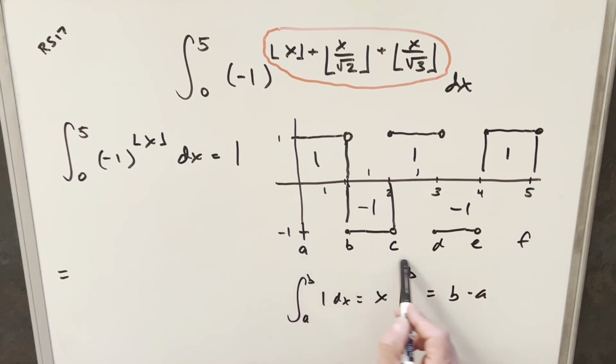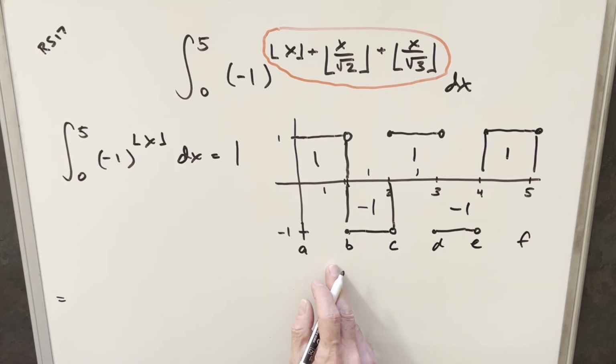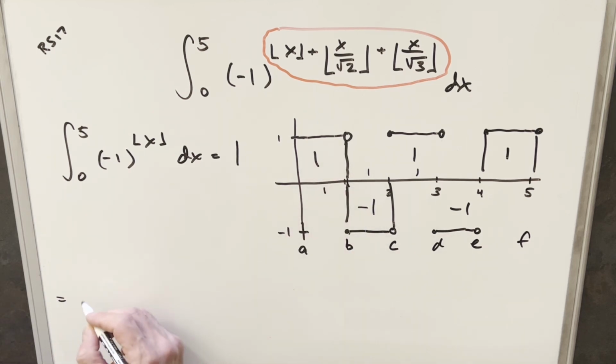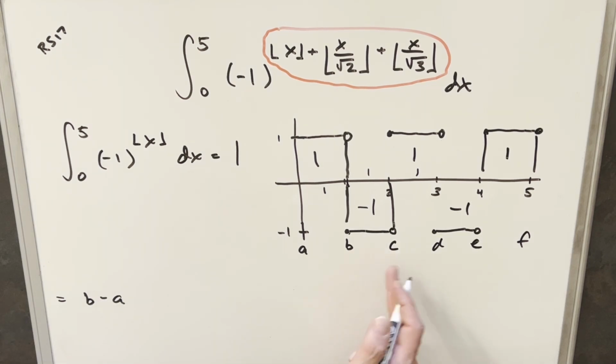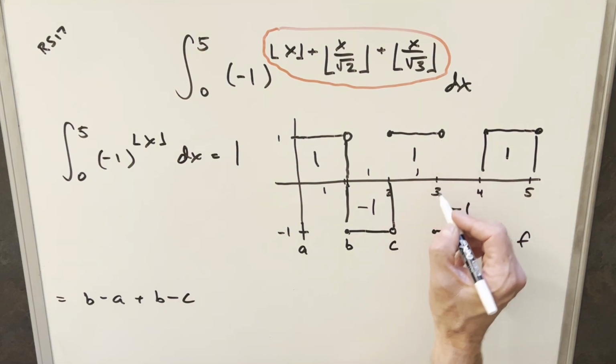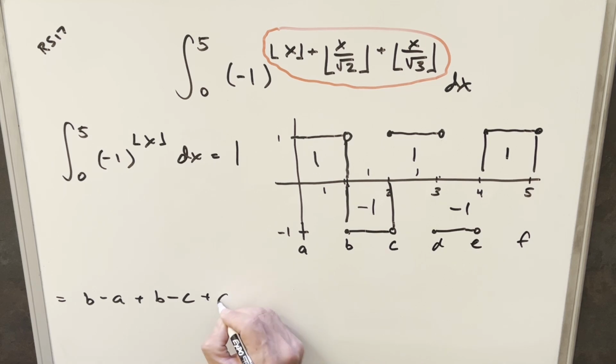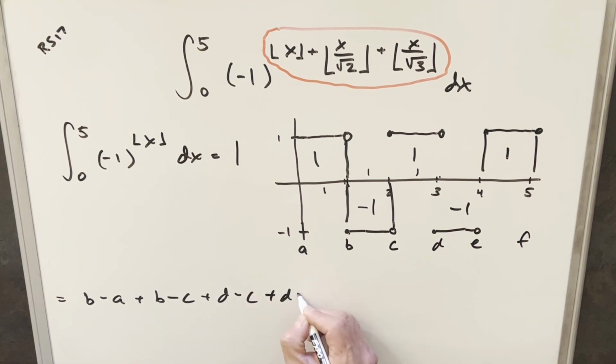Well, we can go through each of these and calculate the area just in terms of the endpoints. For example, as we just determined, our first one is going to be B minus A. And the second one is going to be, of course, C minus B, but we have a minus sign, so I'm going to reverse those and write it as B minus C. And then for this one, this point's D, so we're going to have D minus C here. And then here, reversing again, we're going to have D minus E.